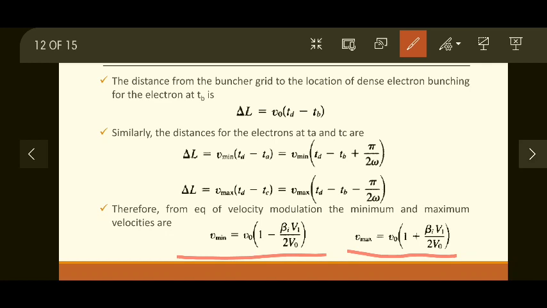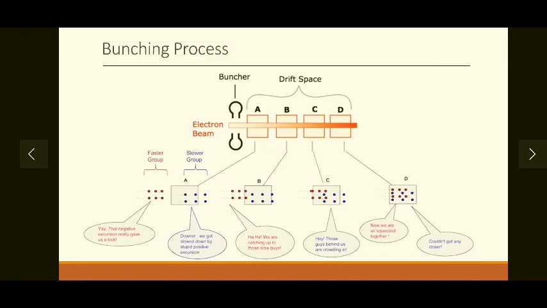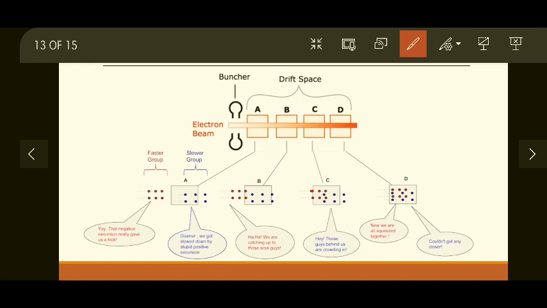Okay, now let's see pictorially how this bunching process occurs. This is a drift space as shown in the figure. Cavities are not shown, only the Buncher cavity is shown. The electron beam exits the Buncher cavity with V of T1. Now they move along the drift space.